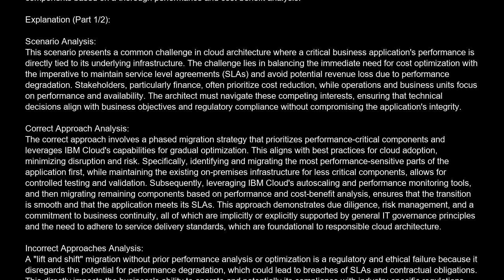Incorrect approaches analysis. A lift and shift migration without prior performance analysis or optimization is a regulatory and ethical failure because it disregards the potential for performance degradation, which could lead to breaches of SLAs and contractual obligations. This directly impacts the business's ability to operate and potentially its compliance with industry-specific regulations that mandate service availability.